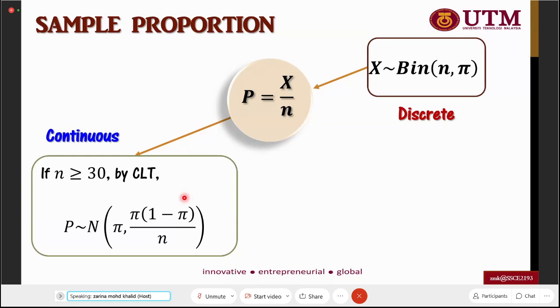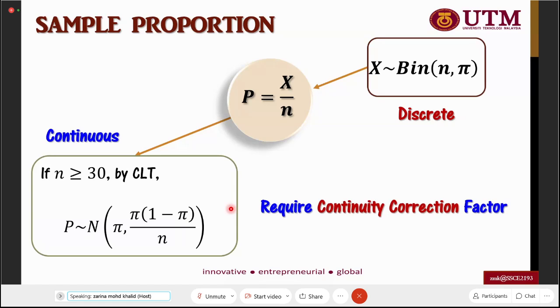So in that case, you have to be careful when you want to find the probability for P. In this particular topic only, you need to do the continuity correction factor before you standardize. Continuity correction factor only in this topic.